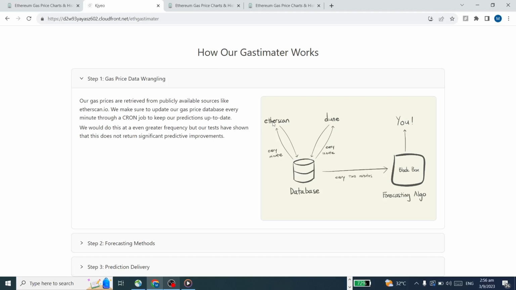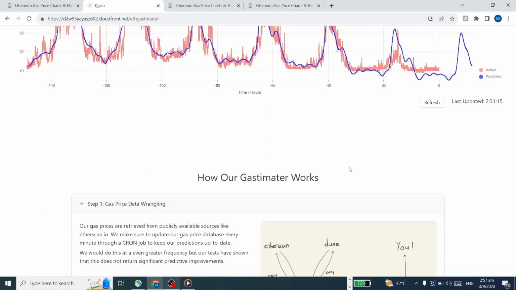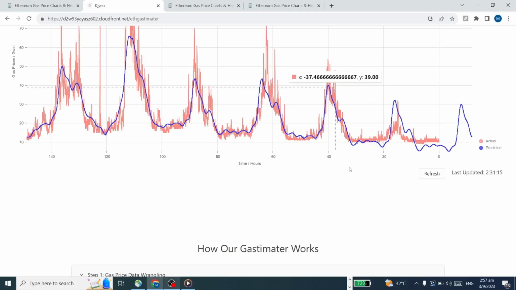So we take this price, store it in our database every minute, and every 2 minutes we shove it into our forecasting algorithm, which then caches the results that you see here in our backend server, so that users who want to look at our website can get our predictions quickly.